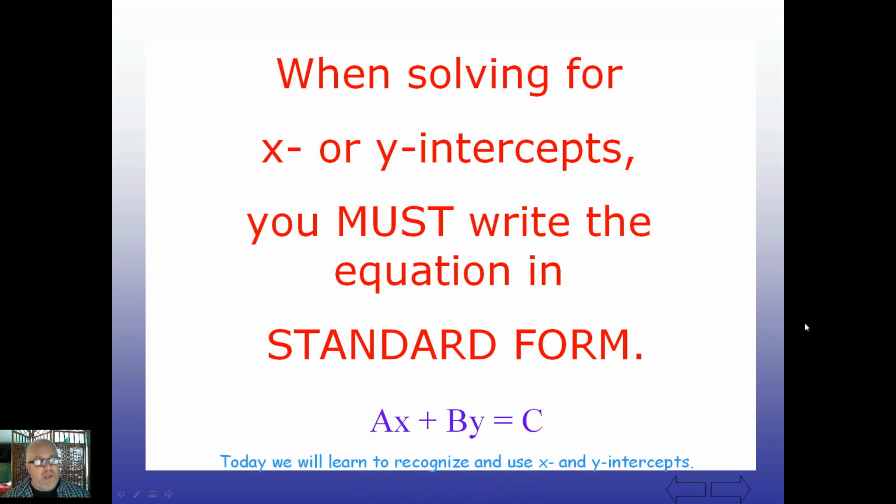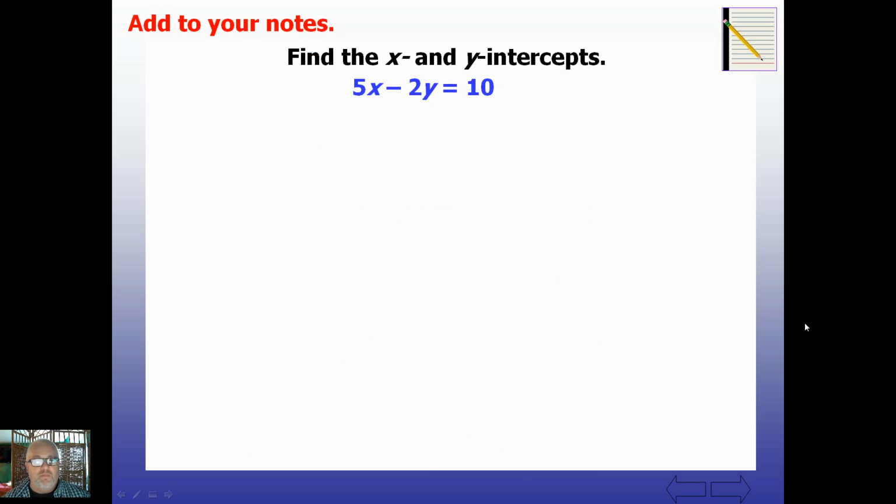Alright, so, once again, nice big red full screen. When solving for x and y intercepts, you must write the equation in standard form. Okay, ax plus by equals c. Alright, so let's add this one to your notes here. Find the x and y intercepts of the following: 5x minus 2y equals 10. Is it already in standard form? Looks to me like it is. The a is 5, the b is -2, and the c is 10.